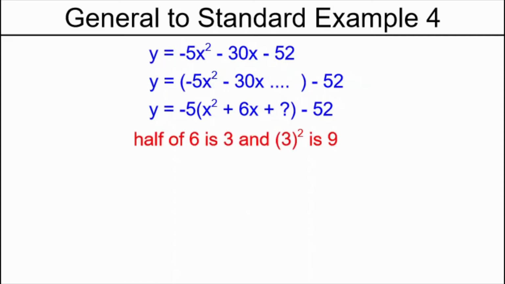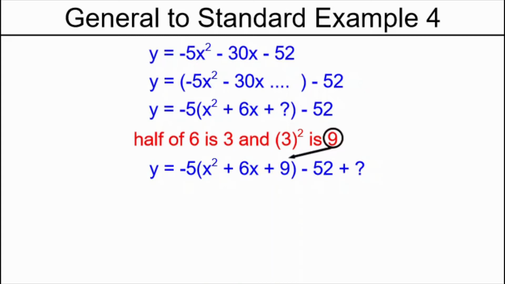Next, we do a little trick. We look at the numerical coefficient of x. It is 6 in this case. Half of 6 is 3, and 3 squared is 9. We take that term, we cut it in half, and square the result. That tells us what number we want to put in this question mark position. So we write 9 in that spot.